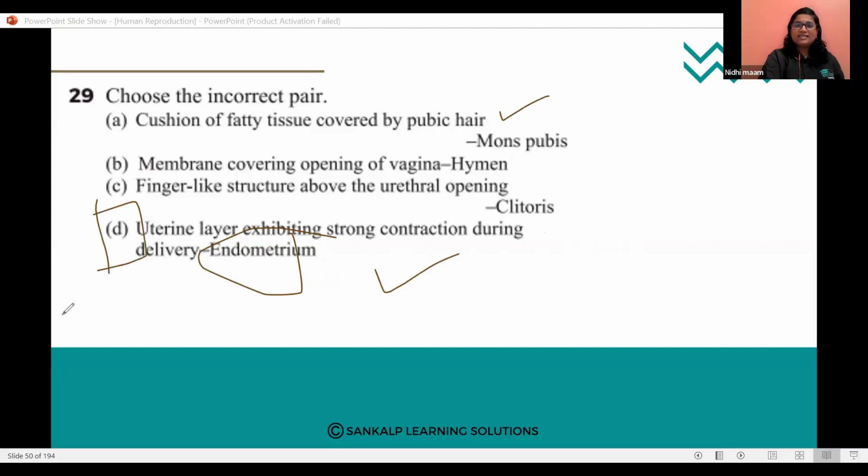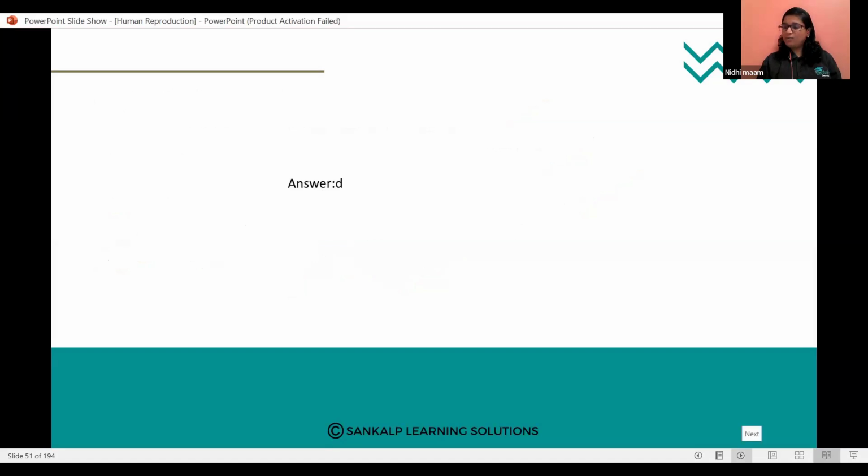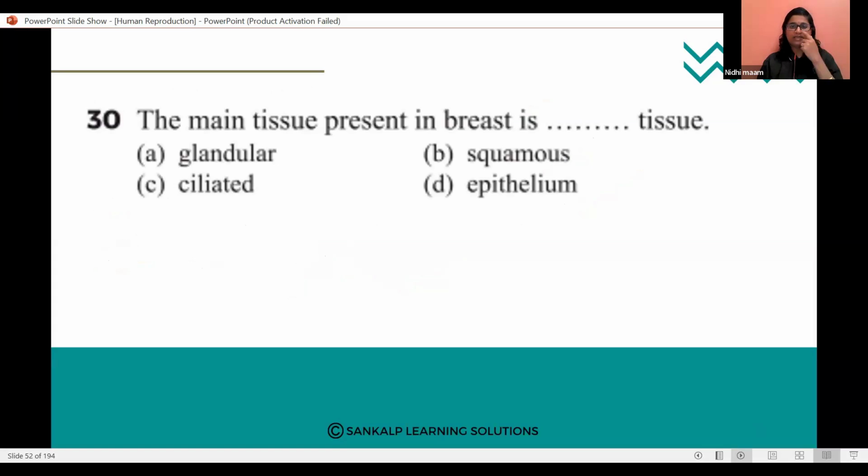Mons pubis is a right pair. Hymen is a right pair. Clitoris is a right pair. This is a wrong pair, which becomes the right answer. So option D is the right answer. Remember, it is the myometrium that shows strong contraction. Then the next question: the main tissue present in the breast is glandular, squamous, or ciliated epithelium.